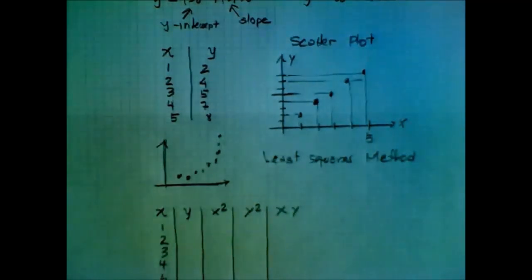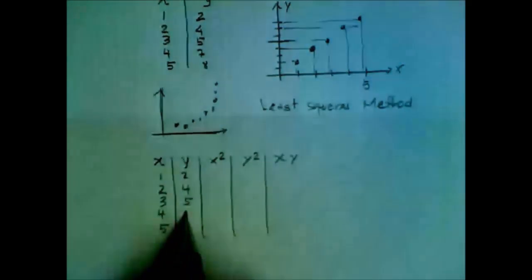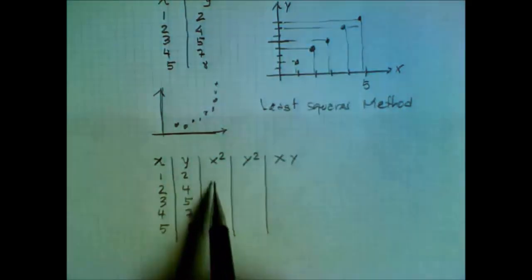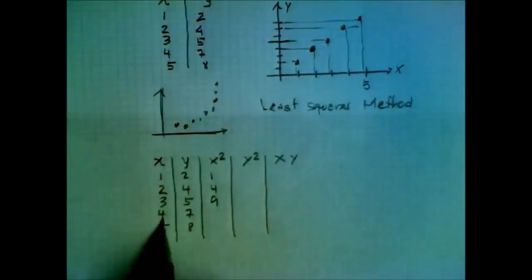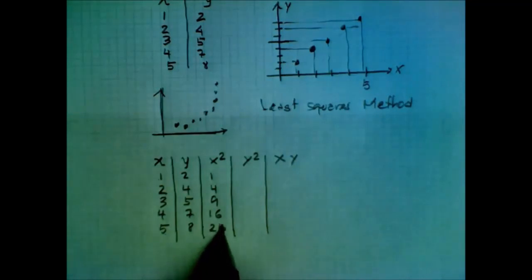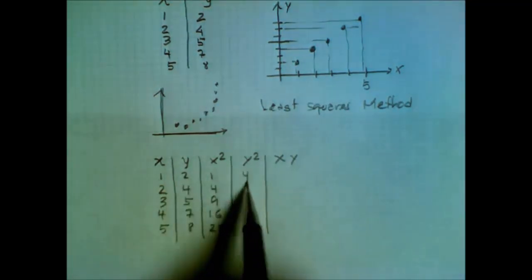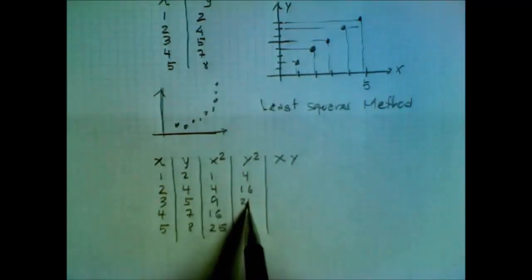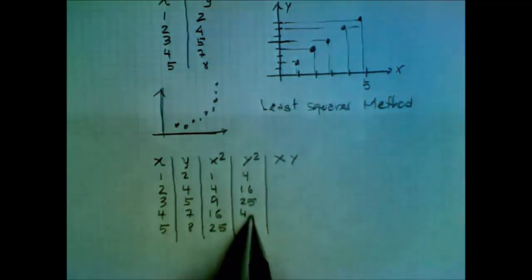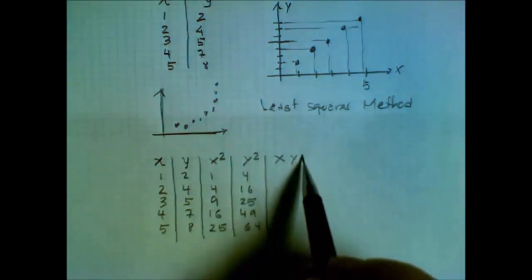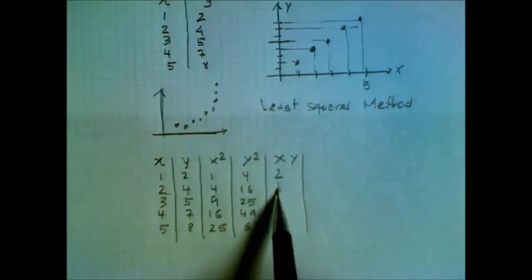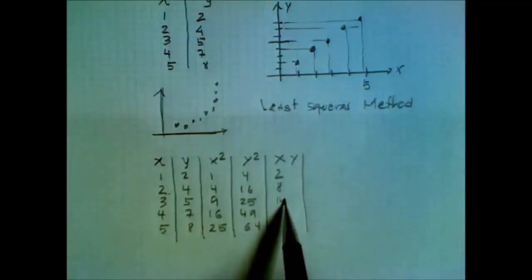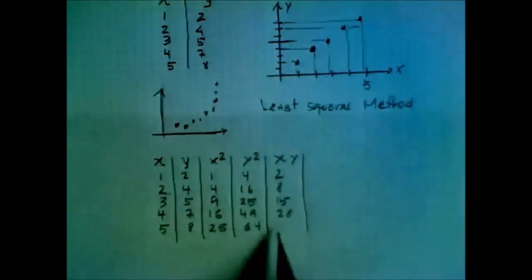So we have 1, 2, 3, 4, 5. So we're going to have in here 2, 4, 5, 7, and 8. Okay, and what is x squared? It's going to be, in this case, 1 squared, which is 1, 4, 3 squared is 9, 4 squared is 16, 5 squared is 25. Y squared would be 2 squared is 4, then 4 squared is 16, 25, 49, and 64. And this column for xy would be 1 times 2 is 2, 2 times 4 is 8, 3 times 5 is 15, 4 times 7 is 28, 5 times 8 is 40.